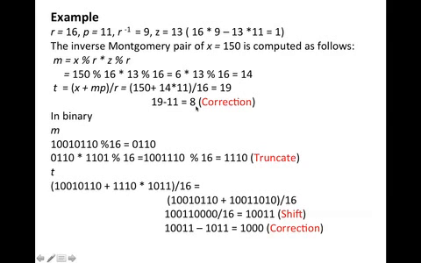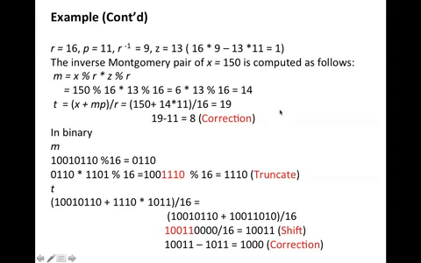To check that this is really what I wanted to have, which happens to be x times r inverse mod p, which is 11, I go out and do it.